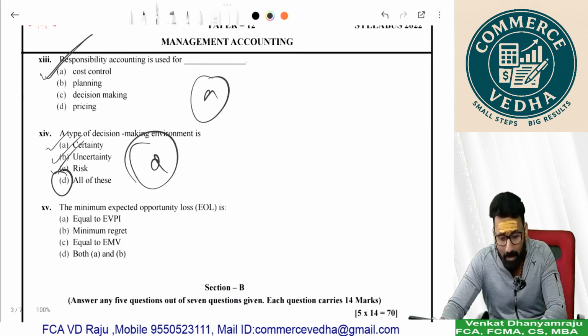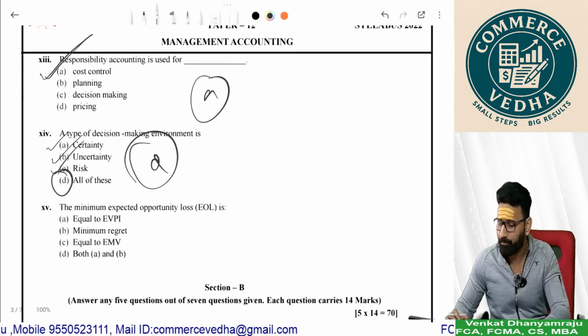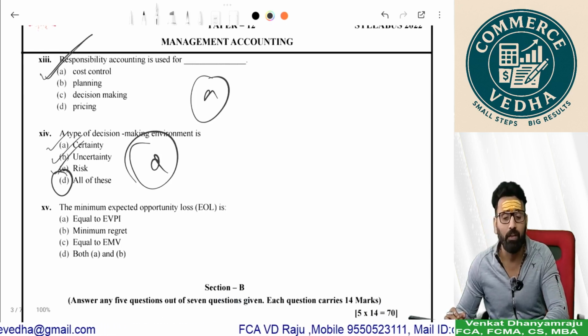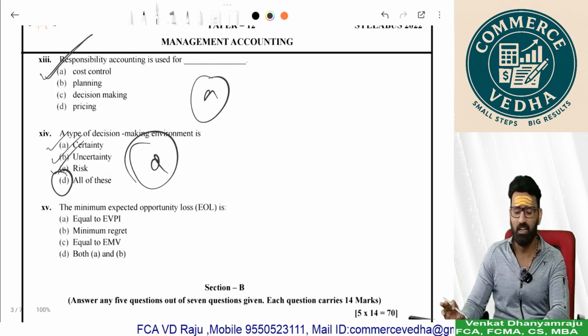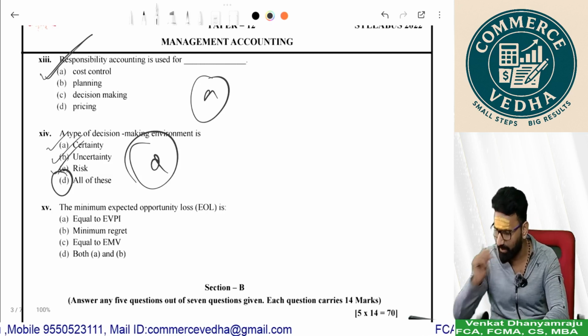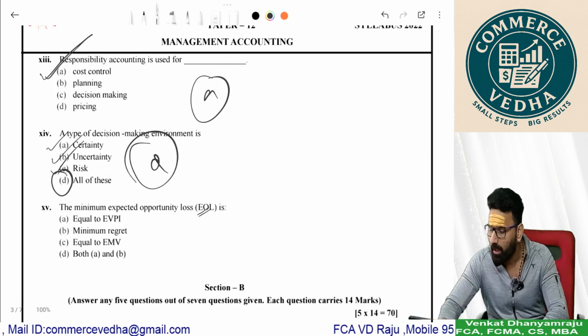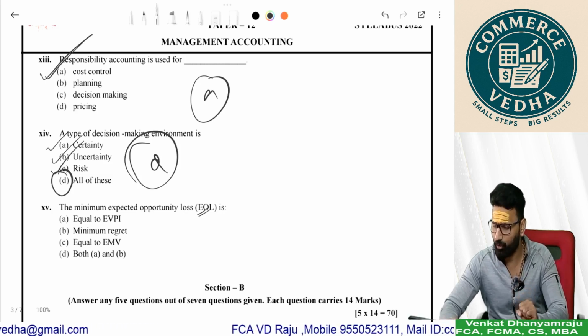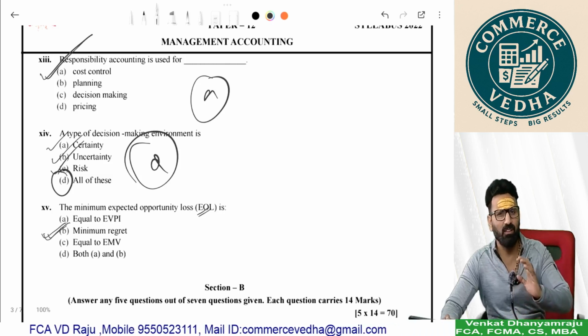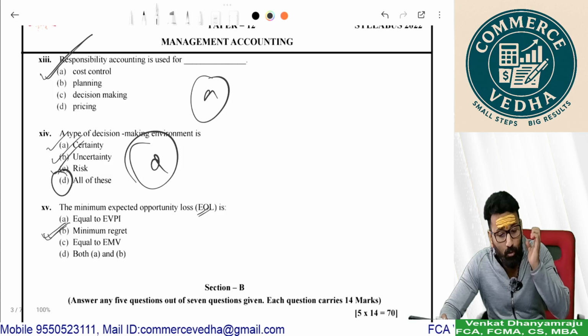Now, the minimum expected opportunity loss. Very, very important theoretical question it is. The minimum expected opportunity loss, basically we call it EOL, the minimum regret. So it is always there. Minimum regret. So what is the minimum regret we want to lose?